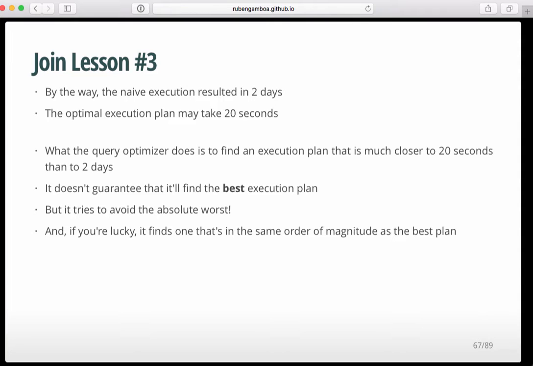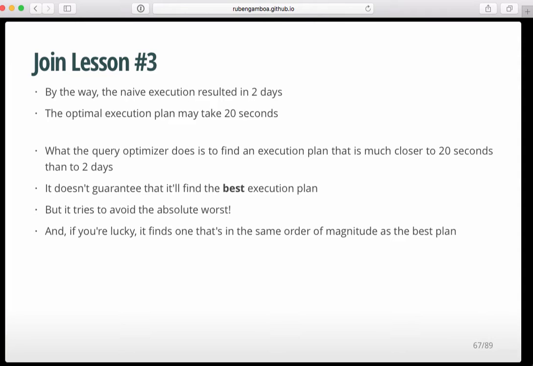Naive execution was 2 days. In reality, it would take seconds. Let's say 20 seconds, okay? The query optimizer is going to try to find some kind of execution plan that's a lot closer to the optimal, which is 20 seconds, than to the really stupid idea, which is 2 days, okay? It will not try to find the optimal, okay? So this is an optimizer in name only. It doesn't try to optimize. It simply tries to be not embarrassing, okay?